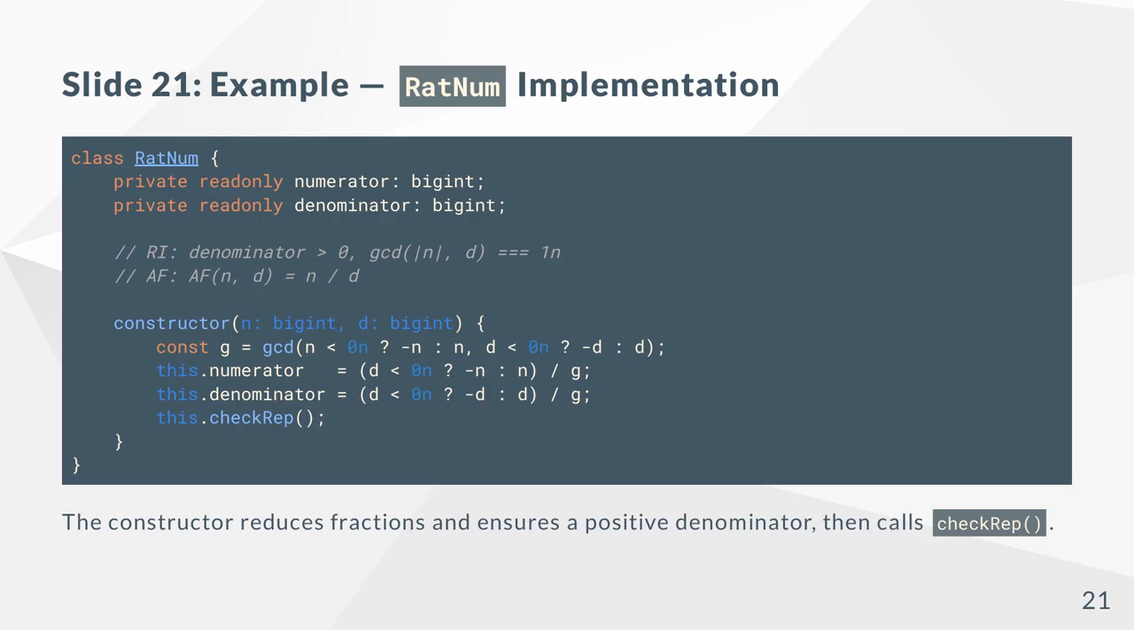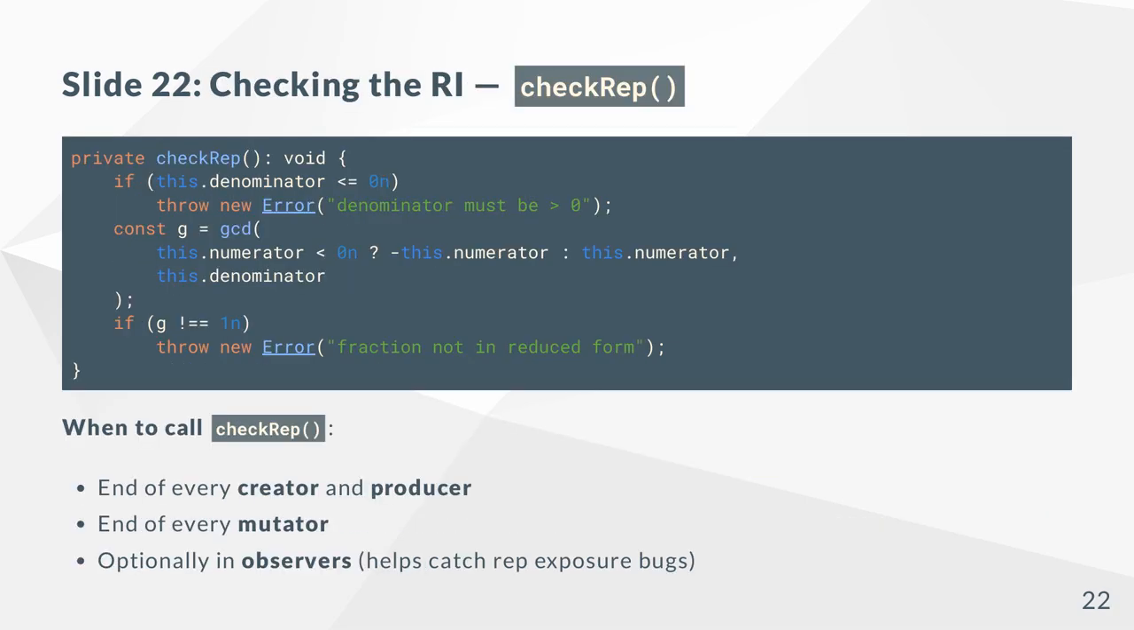Here is the RatNum constructor. It computes the greatest common divisor of the absolute values of numerator and denominator. It then adjusts the sign. If the denominator was negative, it flips both signs and divides both by the GCD. The result is always a fraction in fully reduced form with a positive denominator. The last line calls checkRep, which verifies the RI holds before the constructor returns. CheckRep implements the rep invariant as a runtime assertion. It throws if the denominator is not positive or if the fraction is not in reduced form.